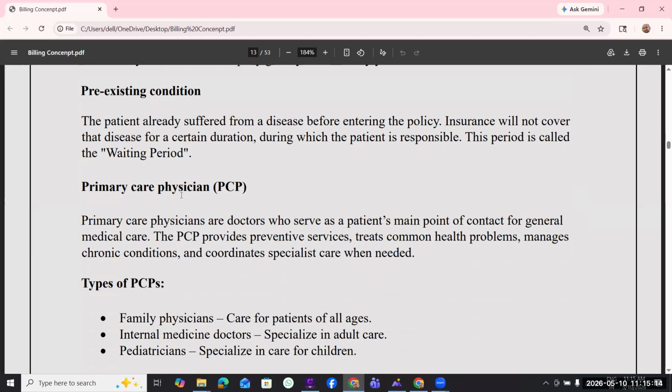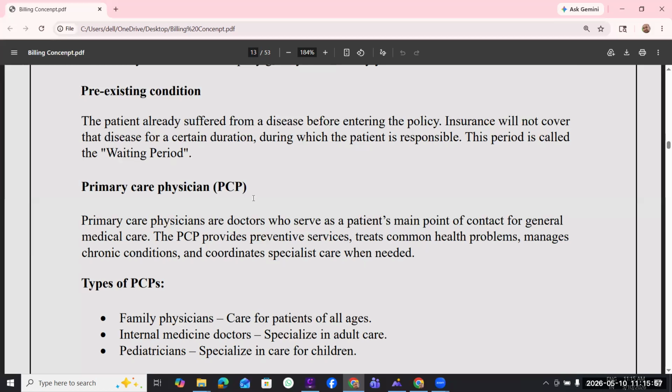Now the next point is the primary care physician, PCP. So what is a PCP? Primary care physicians are doctors who serve as a patient's main point of contact for general medical care. The PCP provides preventive services, treats common health problems, manages chronic conditions, and coordinates specialist care when needed. They are the first reachable person in healthcare whom the patient directly contacts, providing preventive care, chronic management, and coordination with specialist doctors so they can provide proper services.